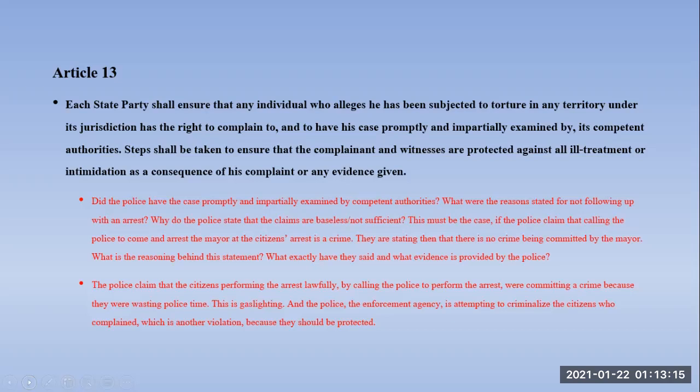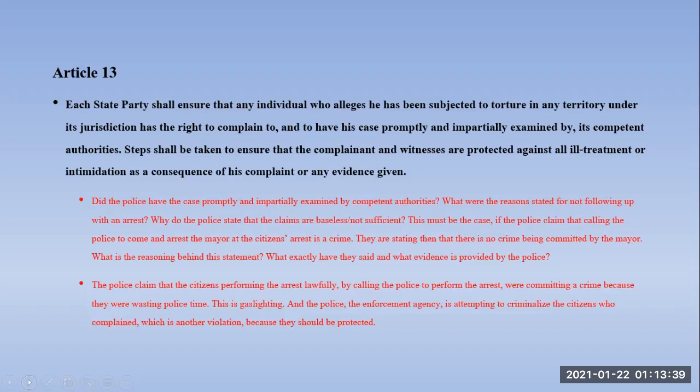They are stating then that there is no crime being committed by the mayor. What is the reasoning behind this statement? What exactly have they said and what evidence is provided by the police? The police claim that the citizens performing the arrest lawfully and peacefully, by calling the police to perform the arrest, were committing a crime because they were wasting police time.